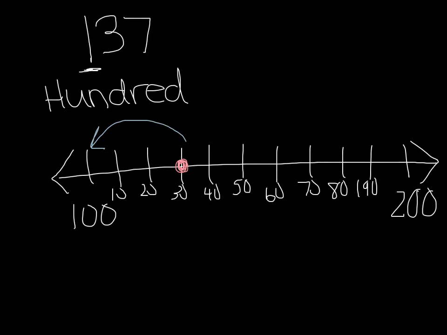And this is pretty much common sense if you think about it. 137 you would definitely say is closer to 100. Okay, but this number line just helps us see that it actually is closer. If this is the middle, 50 is the middle, all right, 130, excuse me, is closer to 100 than it is to 200. Okay? All right, so let's try another one.